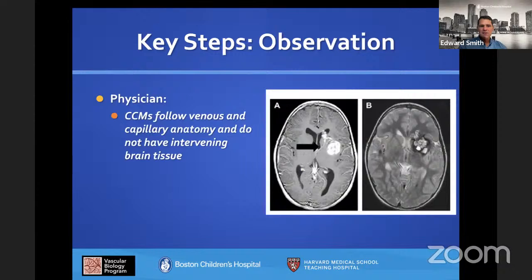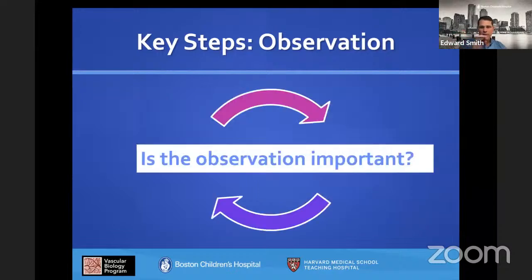The second thing is, as a physician, when Dr. Scott operated, when we look at our pictures from the operating room, what we see different from the scientist is that these lesions tend to follow venous and capillary anatomy, these cavernous malformations, and they don't have intervening brain tissue. So the same thing that the scientist sees in their cell cultures is what we see as surgeons in the operating room with CCMs. And so Dr. Scott always used to say, hey, Ed, if you have this observation, is it important? How might it relate to what you're doing?